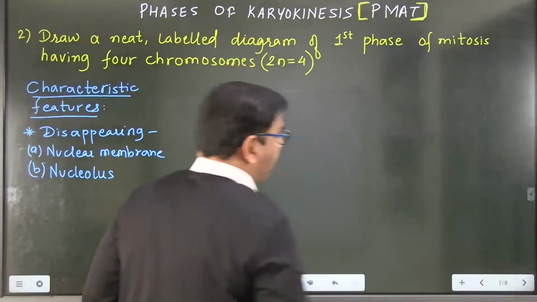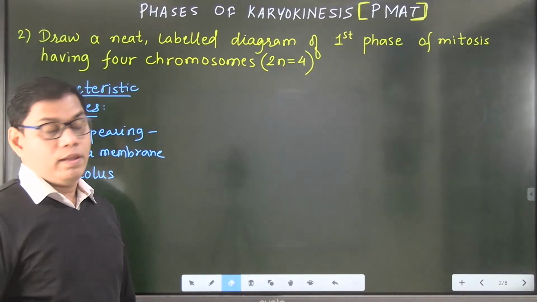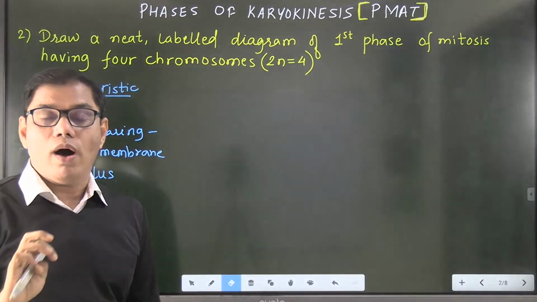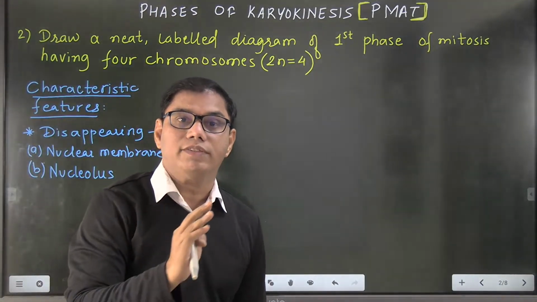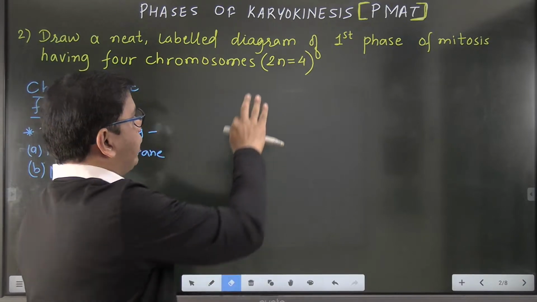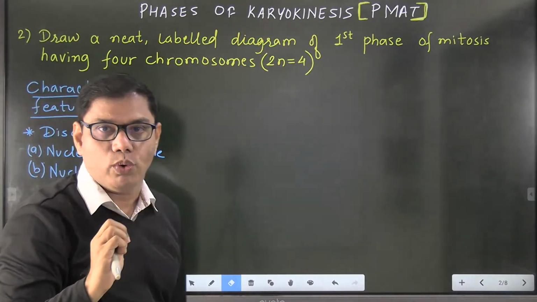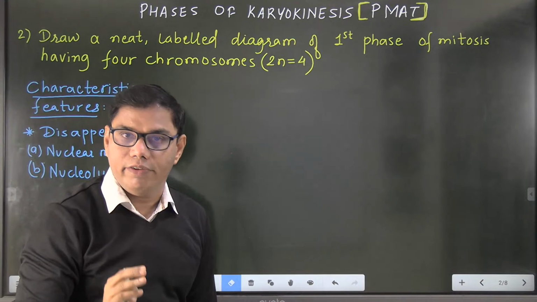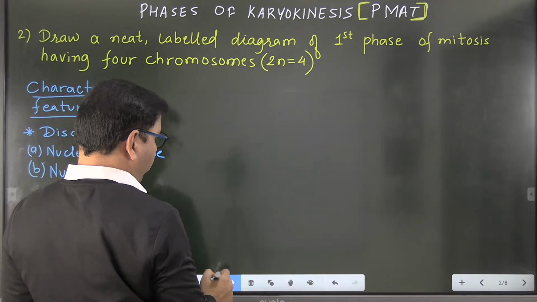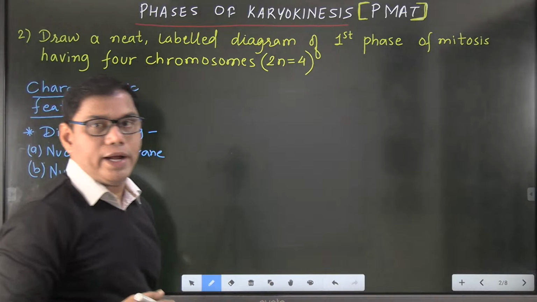Let us move on to the second part. Very important part. Okay, second and very important part. Right, we are going to draw phases of karyokinesis, or these are also called stages of cell division. Stages of cell division of mitosis. Karyo means nucleus and kinesis means what? Division. So the title is phases of karyokinesis, or maybe even you can call this stages of cell division of mitosis.